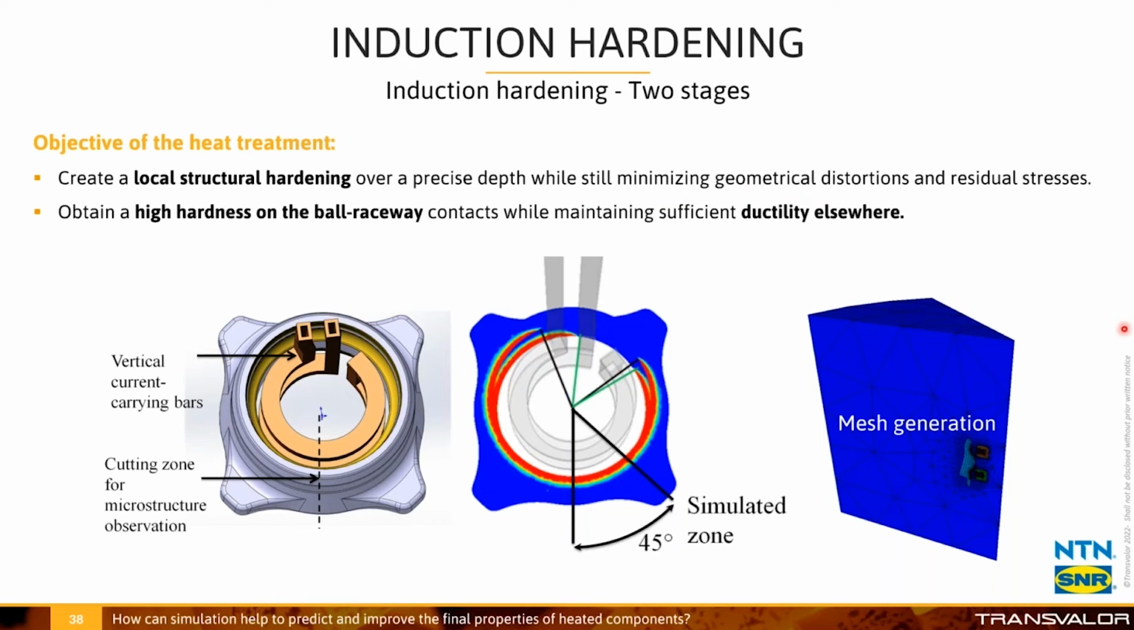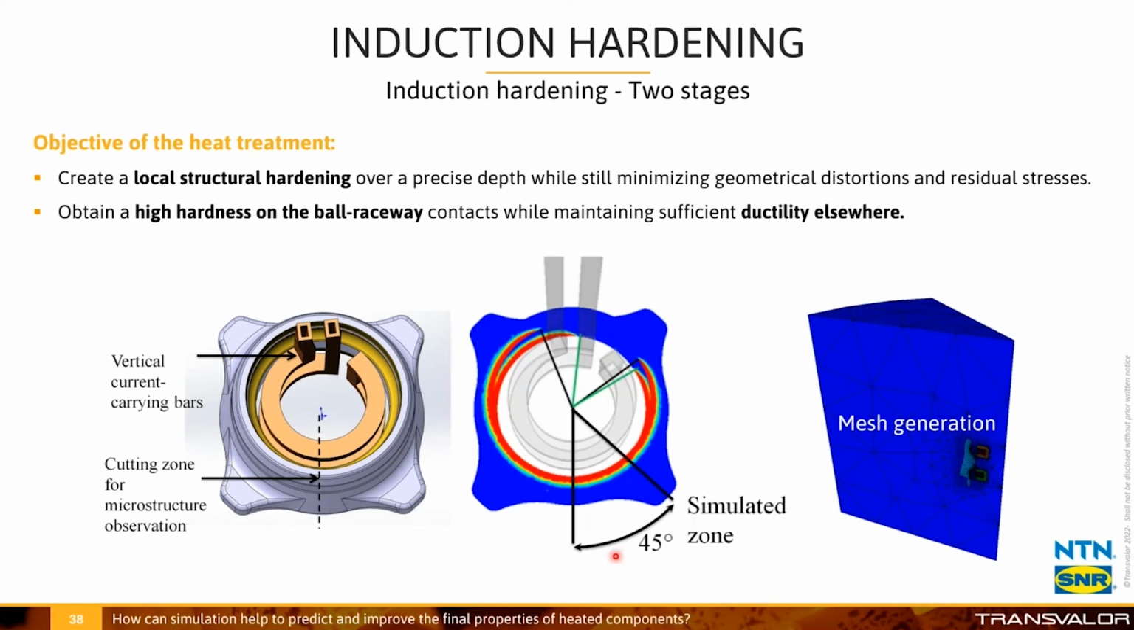In fact, we want to create bearing rings that have very good mechanical properties, and we want to be sure to get the appropriate phase and appropriate mechanical properties in a specific zone. The aim is to obtain a high hardness on the ball raceway contact while maintaining sufficient ductility elsewhere.